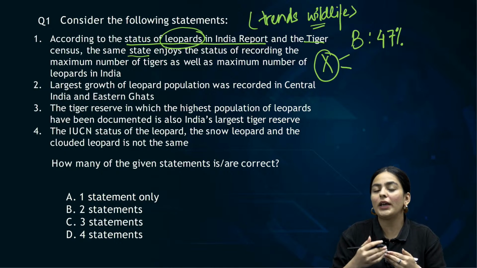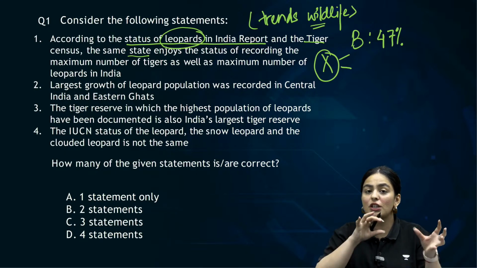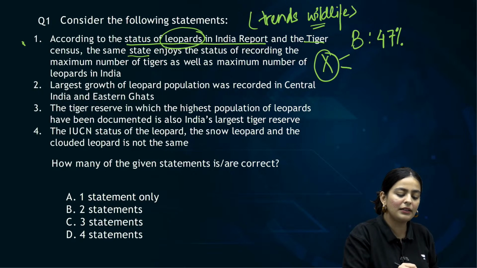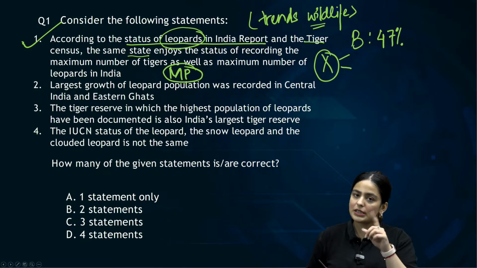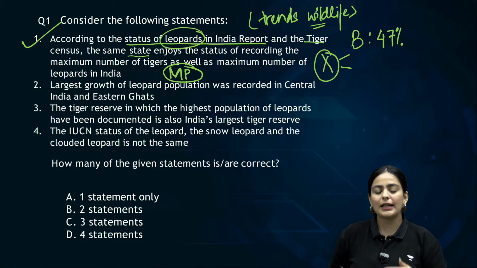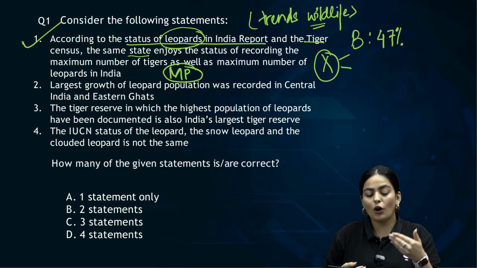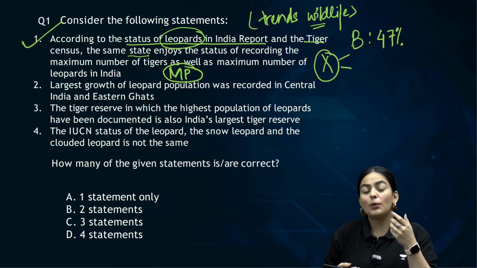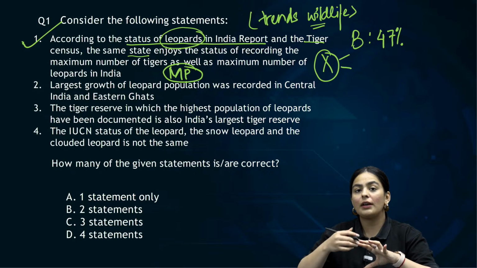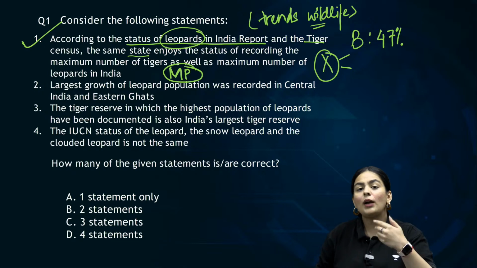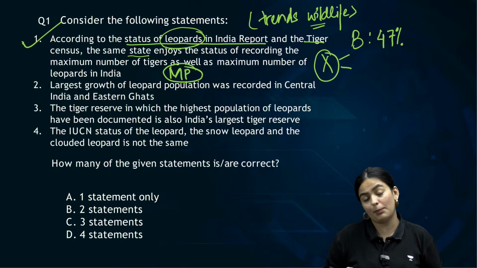It's just a different way of checking if you know the state with the highest population in the two categories, and that state happens to be Madhya Pradesh, MP. So the first statement is correct. Let's see the second statement. When you're talking about not just states, in the Status of Leopards report, there was also a mention about the areas. Which areas are the ones which have experienced a decline and which areas are the ones which have experienced a rise in leopard population.